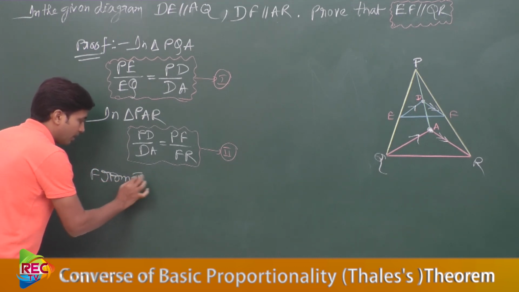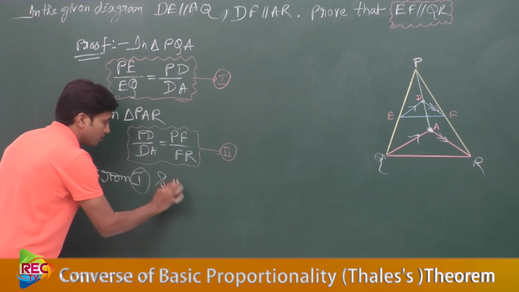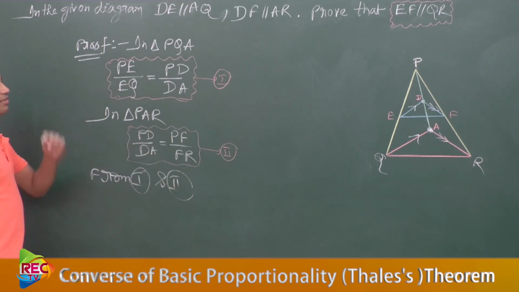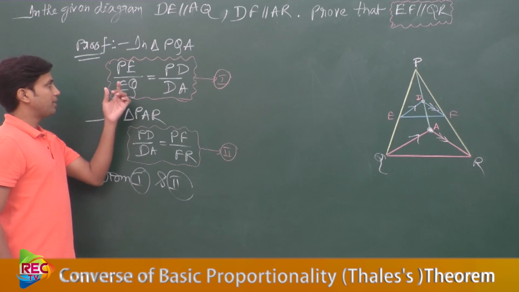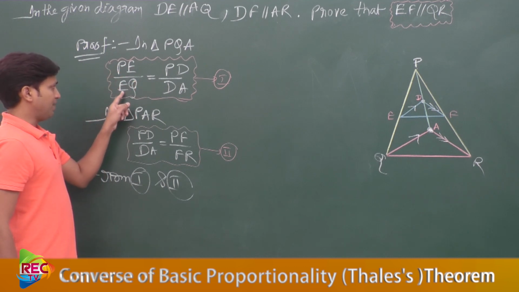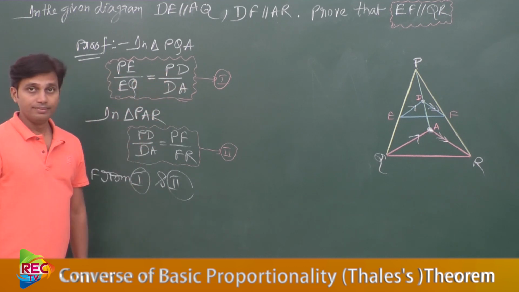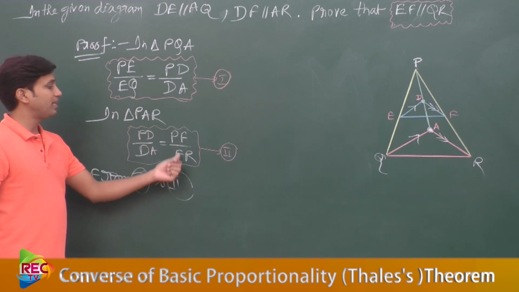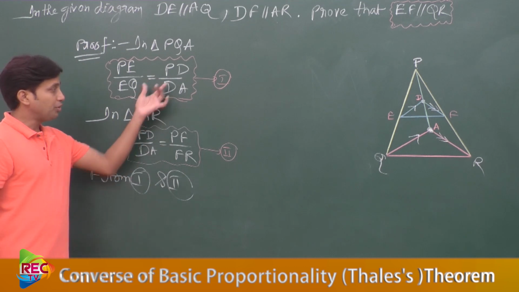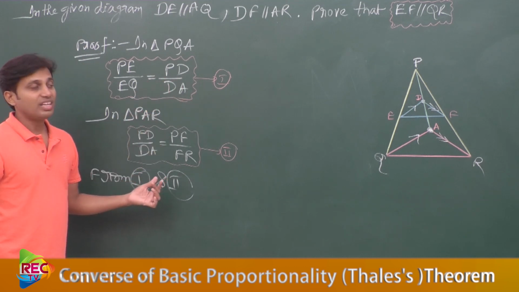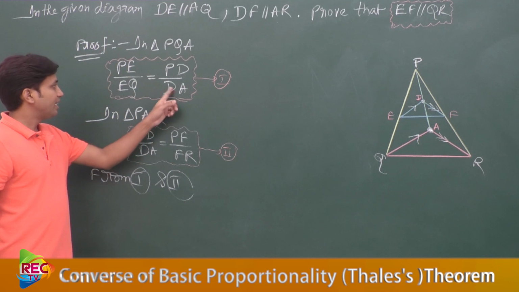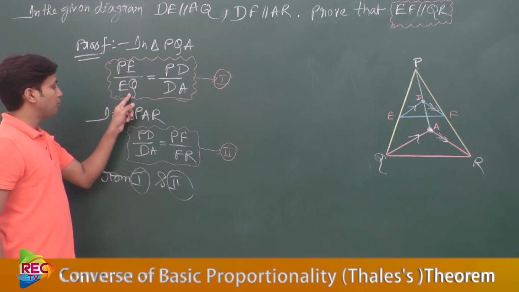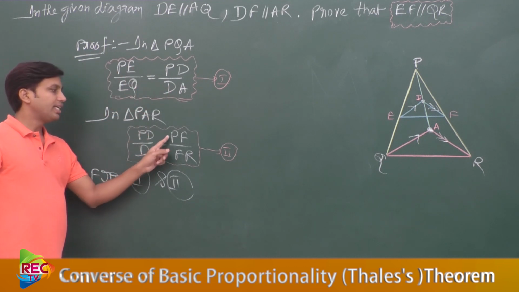From 1 and 2. What can you observe here? In condition 1, we obtained PE by EQ equal to PD by DA. In second condition, we obtained PD by DA equal to PF by FR. What did you commonly observe in these two? Yes, PD by DA equal to PE by EQ here, and same PD by DA equal to PF by FR.